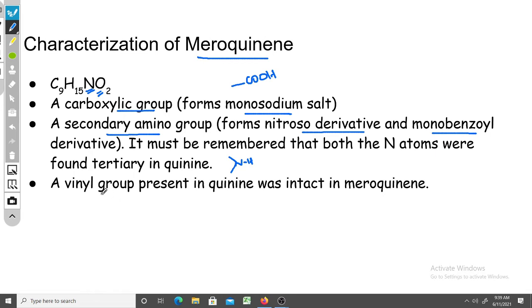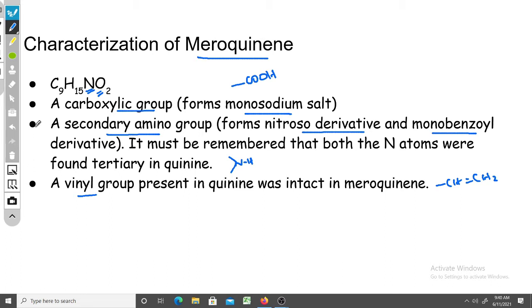Then the third functional group present in meroquinine is the vinyl group, that is CH=CH2. We have identified this group in quinine also. So the vinyl group present in quinine was intact in meroquinine. Then, in order to know the skeletal structure of this meroquinine, we have some more reactions. That is, heating meroquinine with HCl at 200 degrees Celsius.